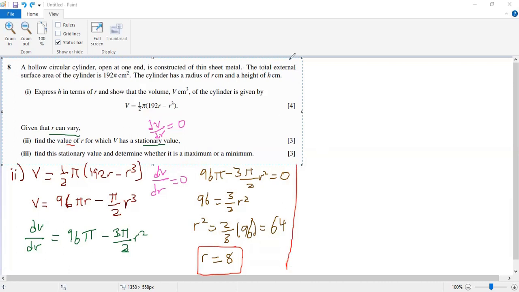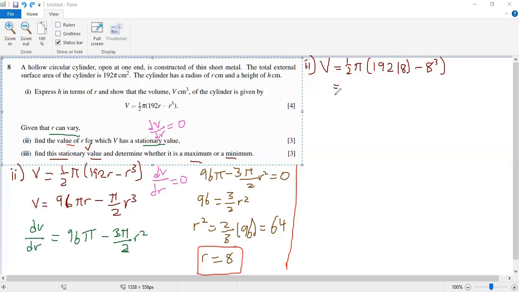Okay, and then the third part. Let's have a look at the third part, please. Find the stationary value and determine whether it's a maximum or a minimum. When they say find the stationary value, it means find the value of V when this r happens. So the value of V when r equals 8 is just back to substitution: 192 times r, which is 8, minus 8 cubed, just substitution.